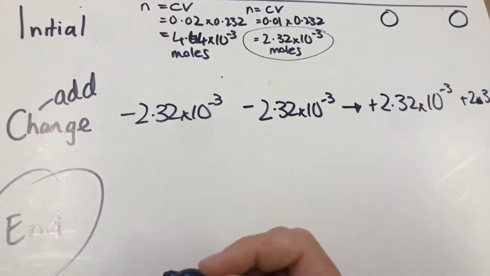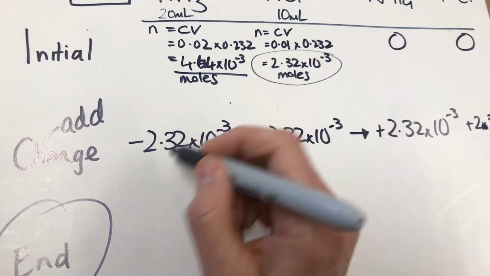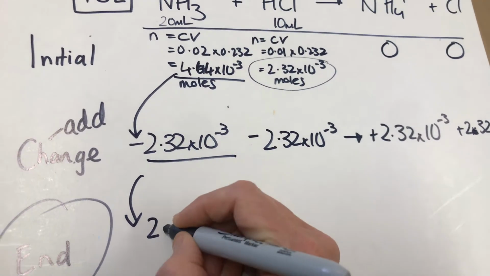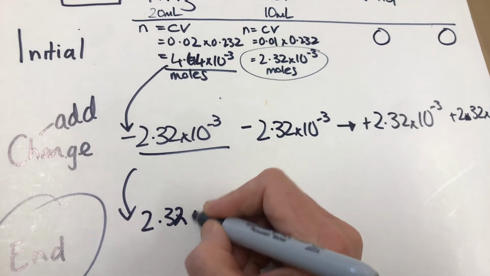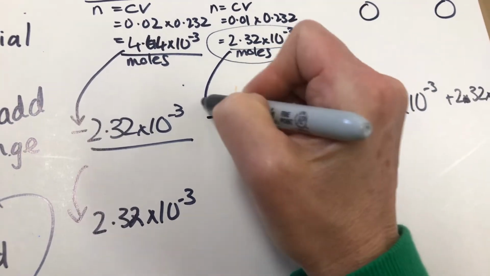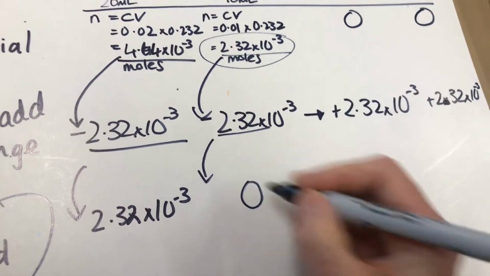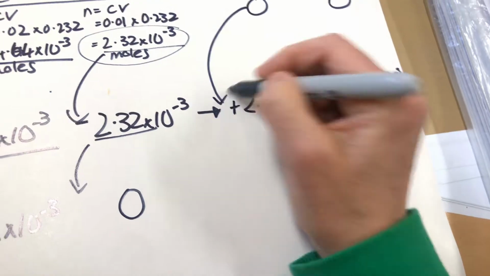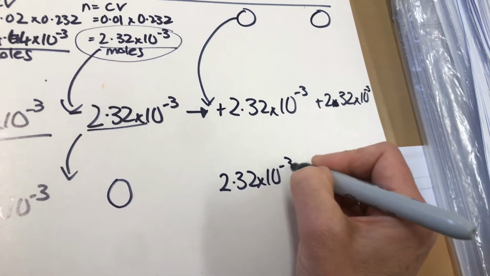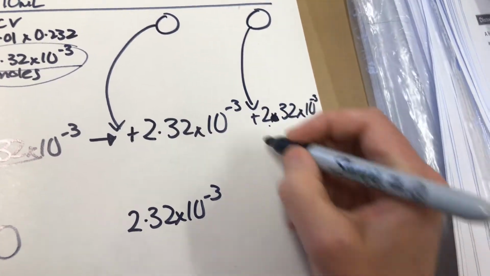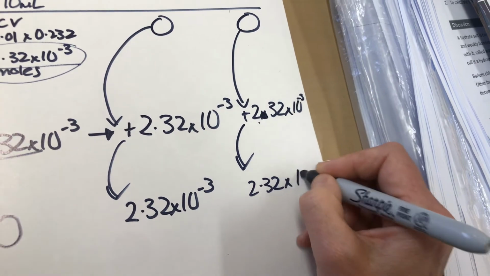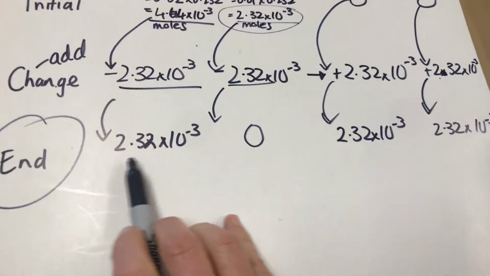So what are we going to end up with? We started with that many react, so that minus that gives us 2.322 times 10 to the minus 3 left over. That minus that gives us 0. That plus that gives us 2.32 times 10 to the minus 3. And that plus that gives us 2.32 times 10 to the minus 3. So that's what we've got at the end.